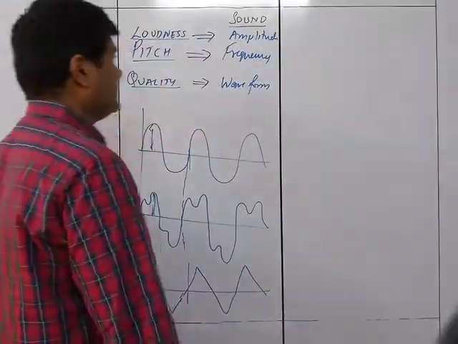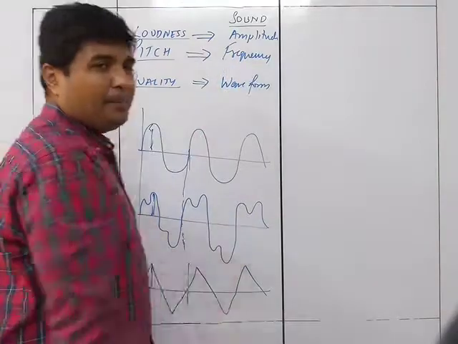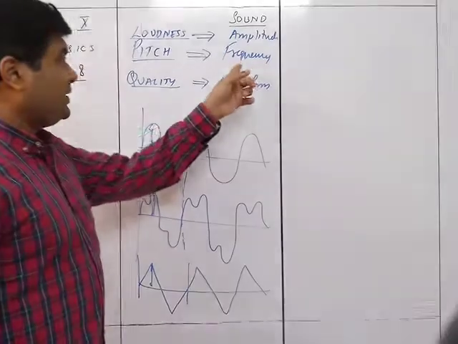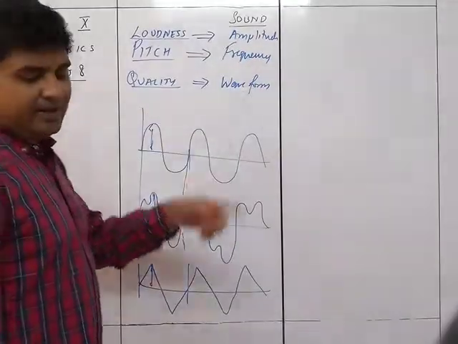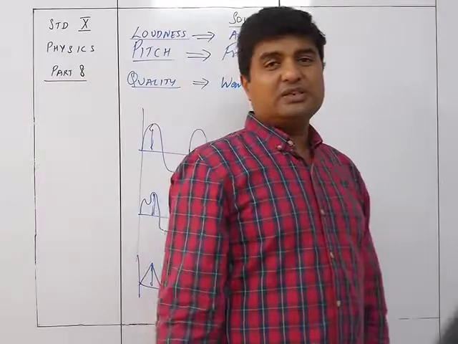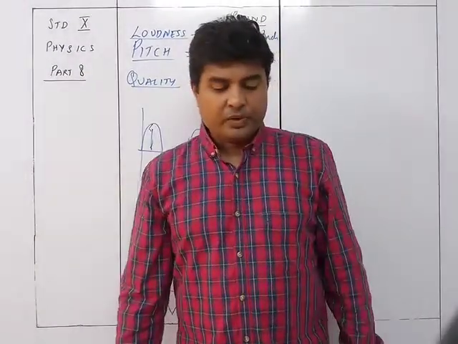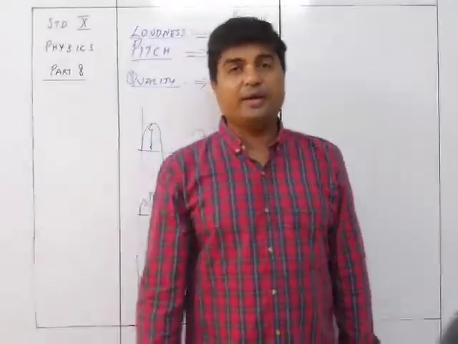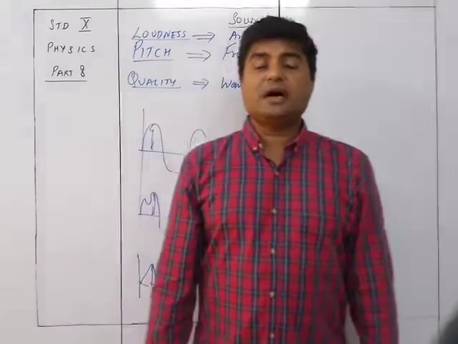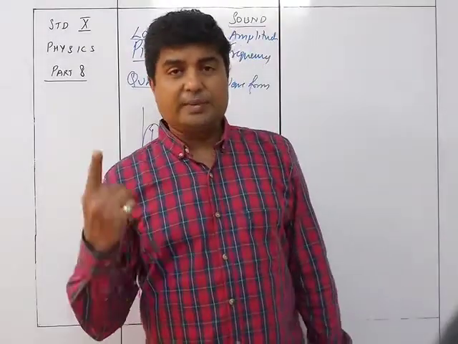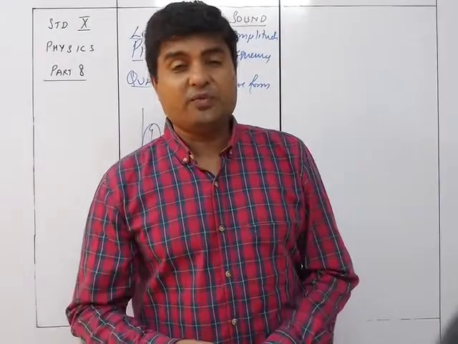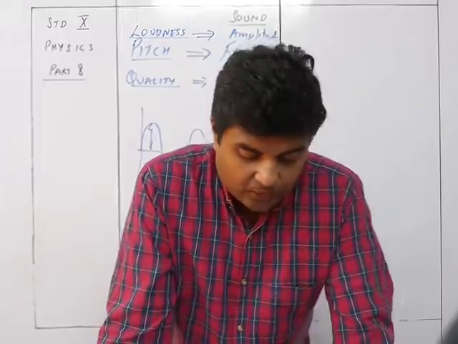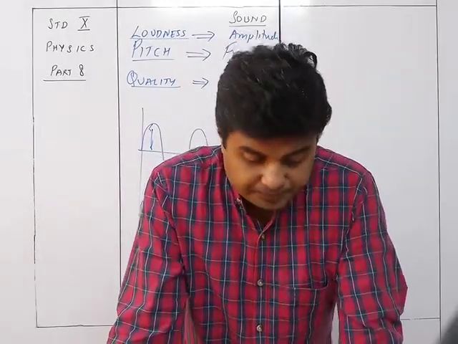Loudness is dependent on the amplitude of the wave. The pitch is dependent on the frequency of the wave, and quality is dependent on the waveform of the wave. So this is how the characteristics of a sound, that is the loudness, pitch and timbre, which is the quality, can be identified. So that is how the three factors, amplitude, frequency and waveform, identify the characteristics of the sound. We now move on to the next part, that is music and noise.